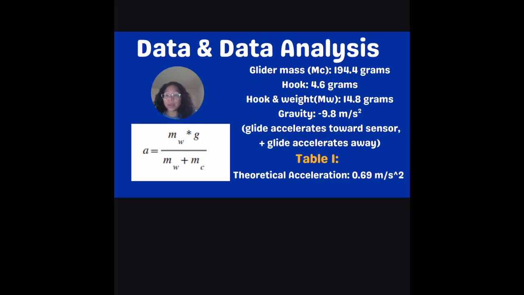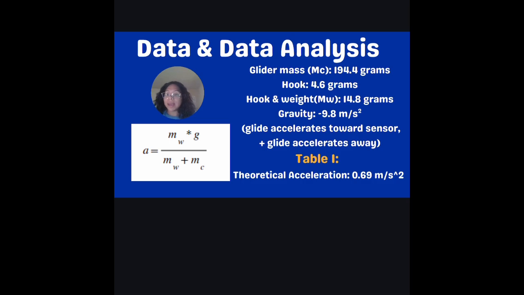So for the theoretical acceleration, we use the formula a equals mw times gravity over mw plus mc. For following that equation, as the glider accelerates towards the sensor, gravity is negative, so negative 9.8. And as it moves away from the sensor, it's positive 9.8.